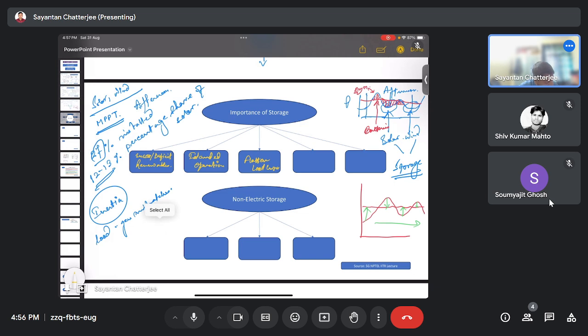Now we have non-electric storage, where we have mechanical storage, electrochemical storage, and thermal energy storage. Electrochemical, we can consider in the form of batteries. Mechanical, we can consider as pump storage and flywheels.